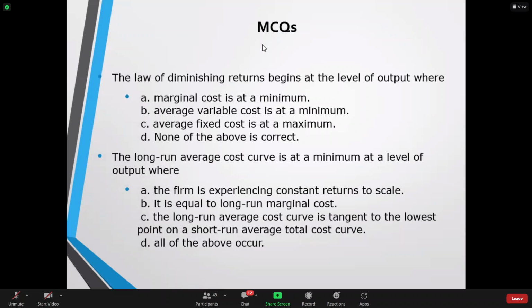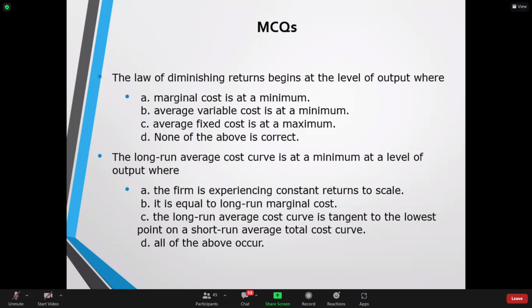Diminishing marginal returns begins at the level of output where? What do you mean by the law of diminishing returns? That is a law which tells that, under the theory of production, the total product is initially increasing at an increasing rate, then increases at a decreasing rate, and then it becomes constant. Then it is falling, right?